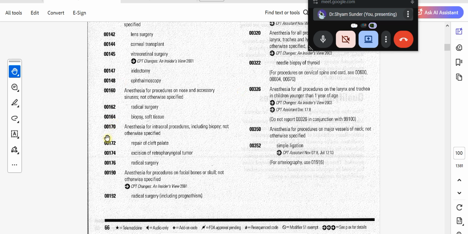If you look at 00170, anesthesia for intraoral procedures. Intraoral means within the mouth. It can be tongue, it can be tonsil, it can be adenoid, anything. So we have a generic code as well as specific codes for procedures. So cleft palate repair, we have a very specific code, 00172.